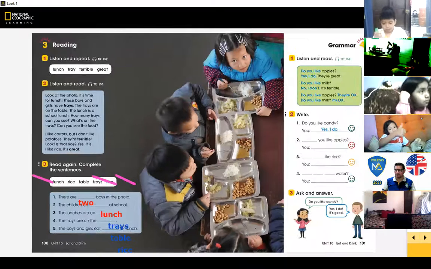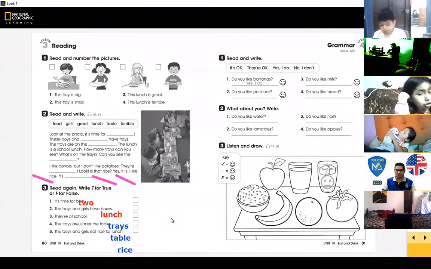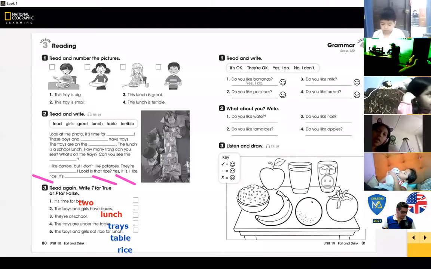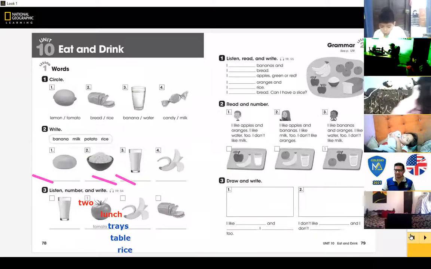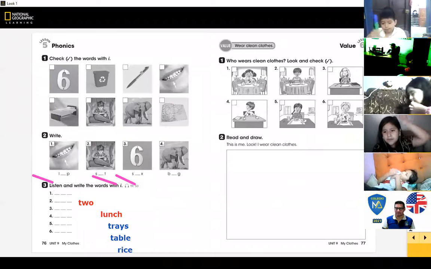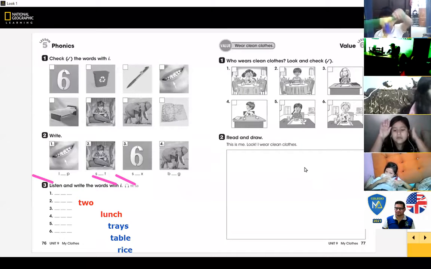No nos queda mucho tiempo, así que let's go to the workbook part. Vamos a nuestro workbook. Yeah, let me see. We must work on 77. This is for me, oh my God. Yeah, we must work on this part, yeah.